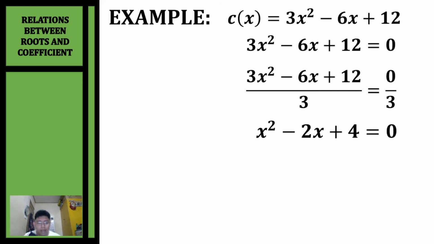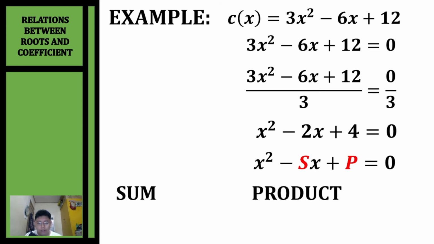Since we don't have any numerical coefficient in our first term, we can now identify the sum and product of the roots of our quadratic function. For our sum, we will just copy the coefficient of our middle term and change the sign. So we will have positive 2 for our sum, and our product will be the constant term, which is positive 4. So the sum and product of the roots of this quadratic function will be positive 2 for the sum, and the product will be 4.